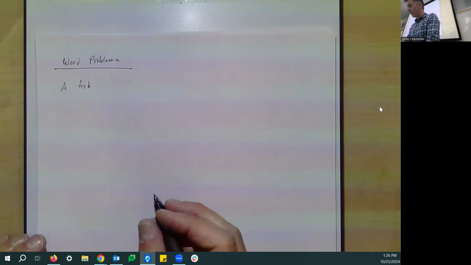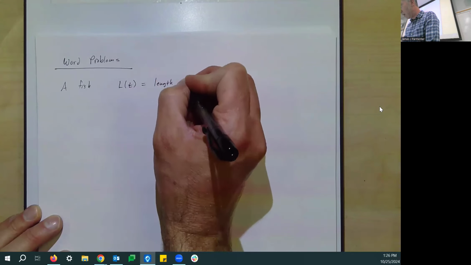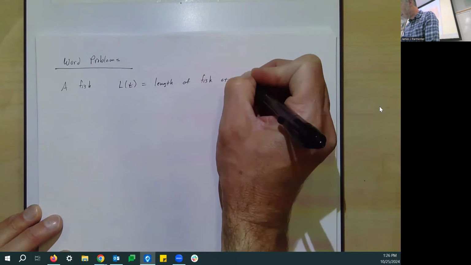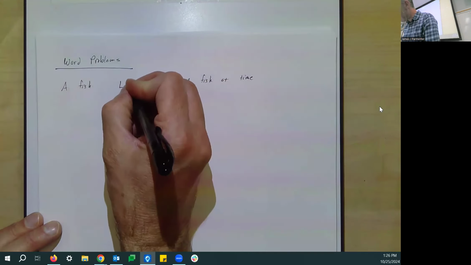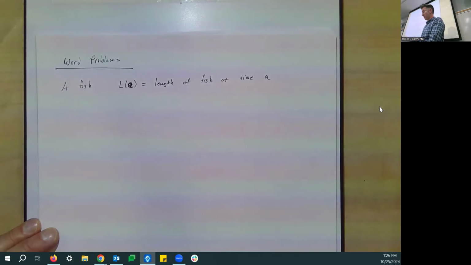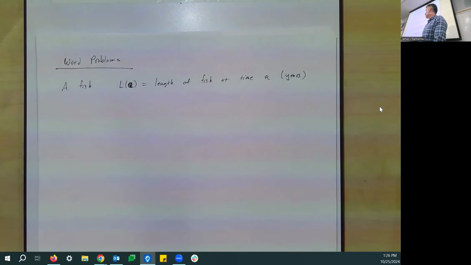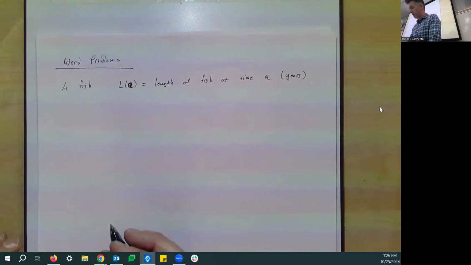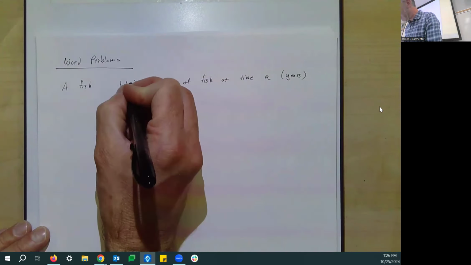A fish starts life with a length of 3 centimeters. So if I'm saying that L of T is the length of the fish at time T. Oh, except we use A instead of T here, so let's use A, which I think is silly, but whatever. So the length of the fish at time A, where A is measured in years, I believe. And then they're telling us that the fish starts its life with a length of 3 centimeters. So that means we can interpret that as L of 0 is equal to 3 centimeters. And that is an A, believe it or not.